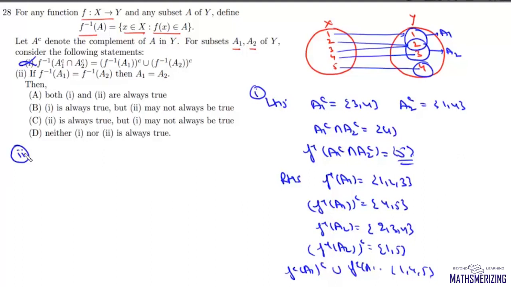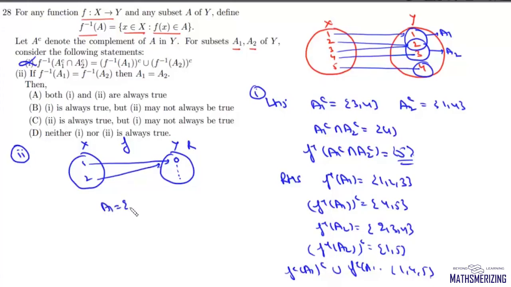Now for the second one, when it says F inverse A1 equals F inverse A2, then A1 equals A2, we'll consider again a function F defined on X to Y. Suppose X has two elements 1 and 2 and Y is the set of all real numbers, then it'll have 0 and all other numbers. Now we have defined this function such that 1 is mapped to 0 and 2 is also mapped to 0. Now let us consider A1 as {0, 1} and A2 as {0, 2}.